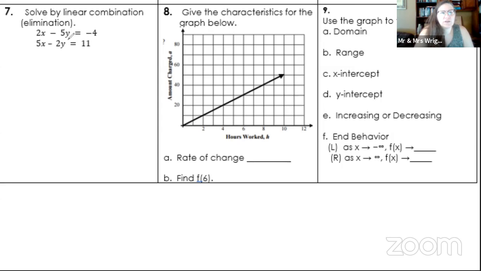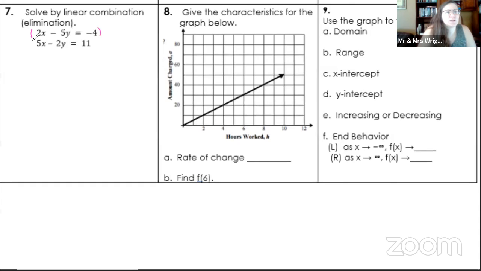But I don't have any exact opposites in this, so I'm going to have to manipulate it in some way. Matter of fact, I don't see anything that even has opposite signs. So I'm actually going to have to multiply both of these by something. I can't just multiply one of them; I'm going to have to do both. I think what I want to get rid of is the y's. So I'm going to multiply this top one by a positive 2 and the bottom one by a negative 5.